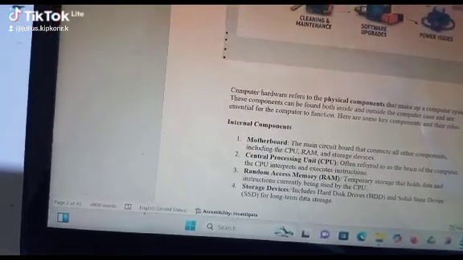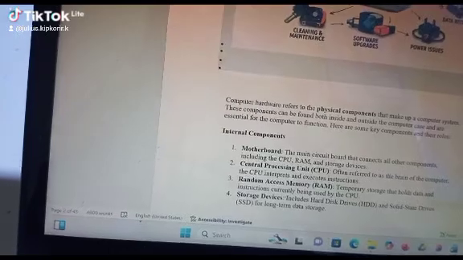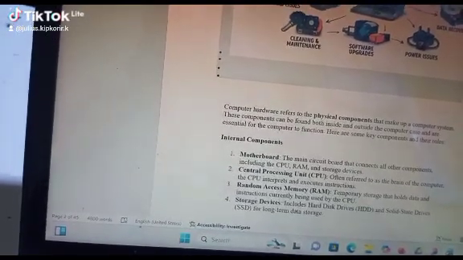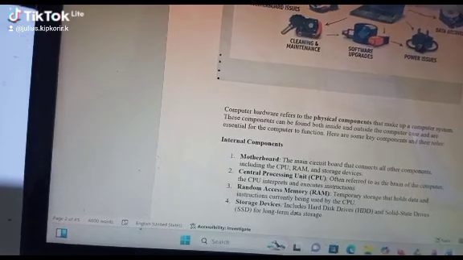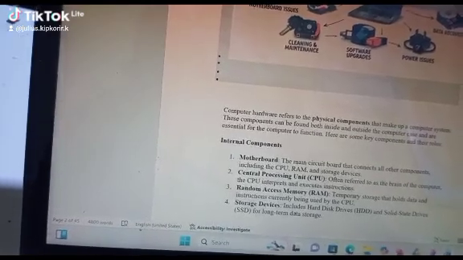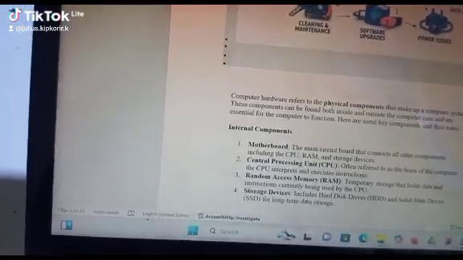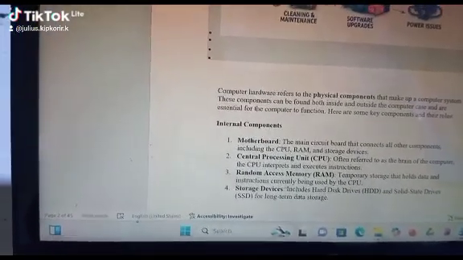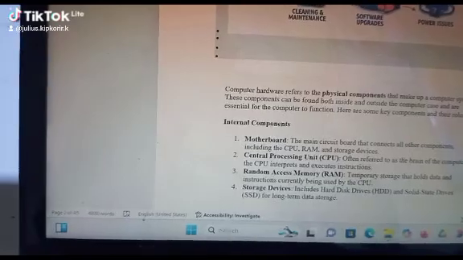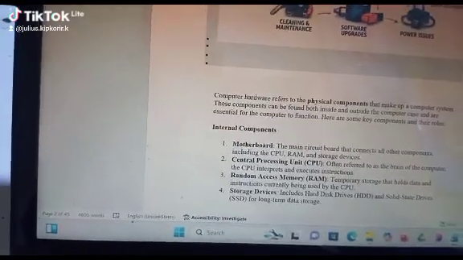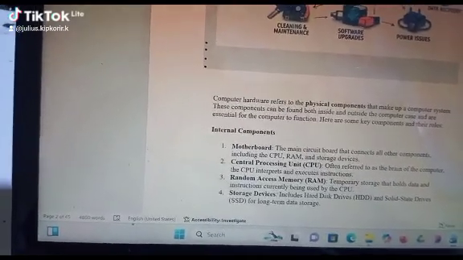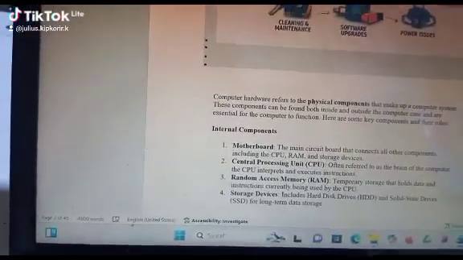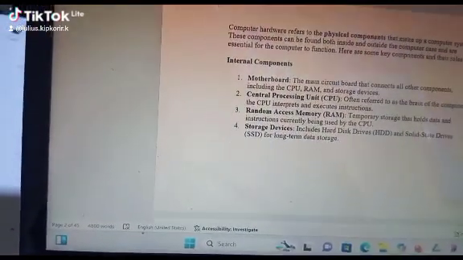So the motherboard is actually the main circuit board that connects all components, including the CPU, RAM, and storage devices. Central processing unit, often referred to as the brain, interprets and executes instructions. Then we have the RAM, temporary storage that holds data and instructions currently being used by the CPU. We have the storage devices.